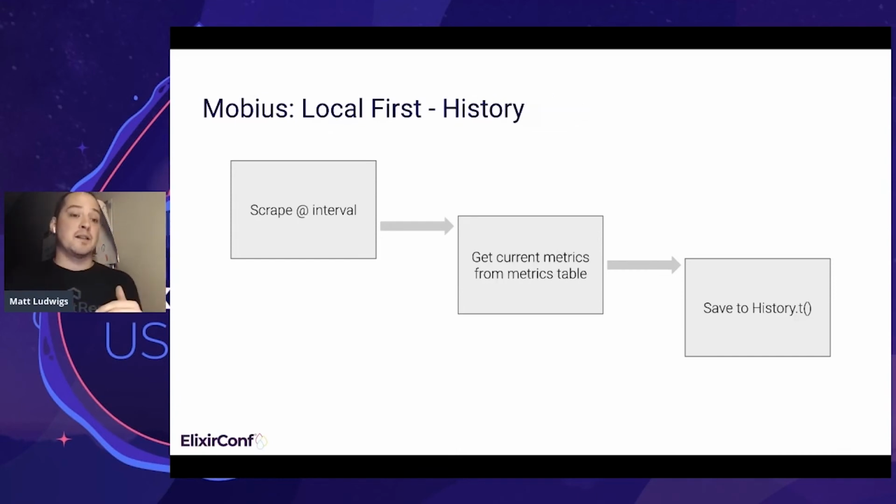And then at some point, we have the scraper that goes along at an interval. By default, it's 1 second. It's going to trigger the interval. It's going to go to the metrics table, which is kind of like the most current state of your metrics, and it's going to take a snapshot of that. And it's going to pull that snapshot and then go save it to what we call the History.t data structure.